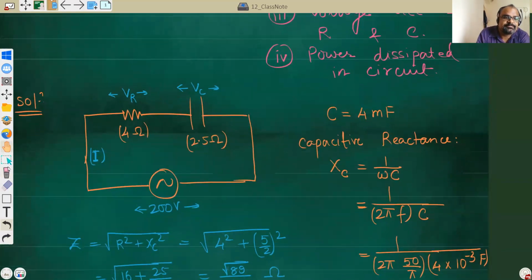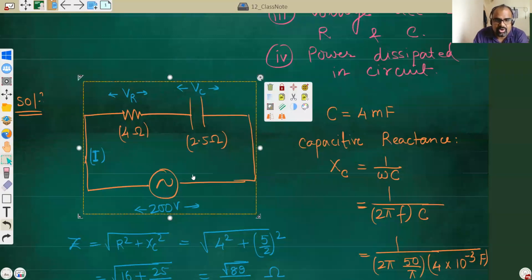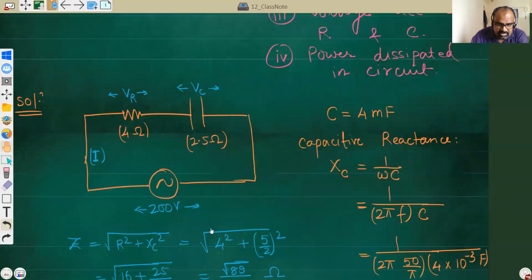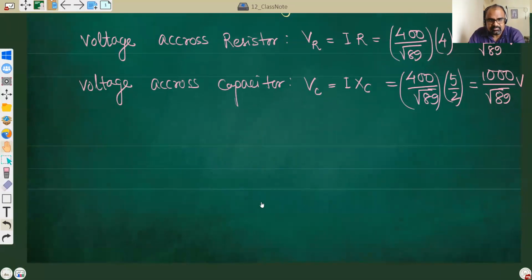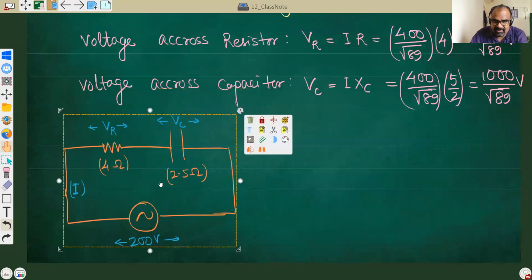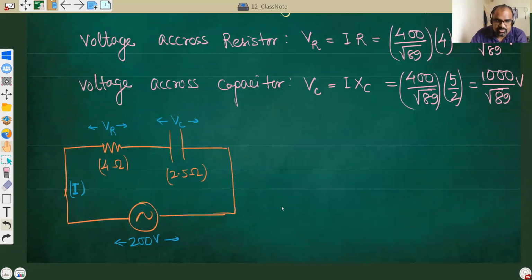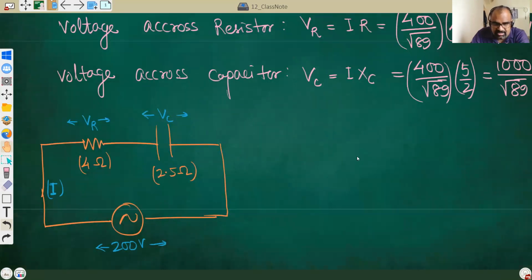So for that, let me just copy this diagram because I don't want to scroll too much up and down. That spoils the rhythm of the class. So power dissipated. Now this is something new. Okay. So again, please pay attention.